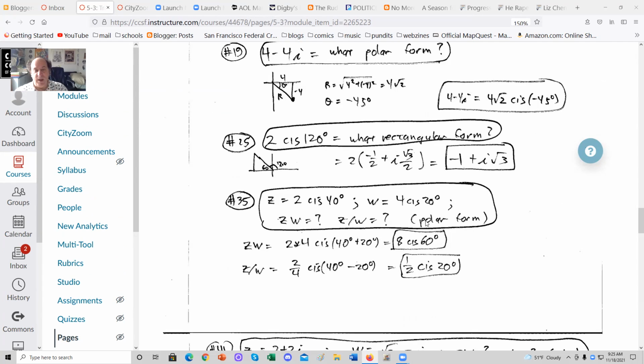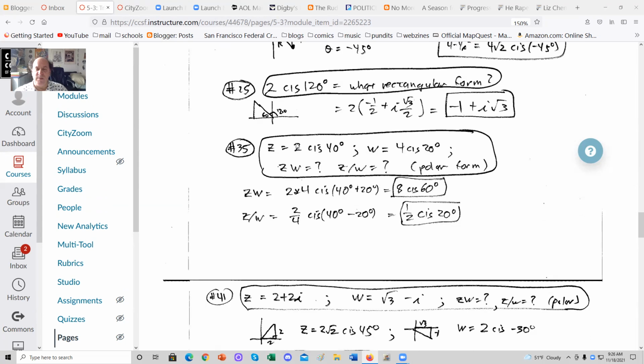2 cis 120. Okay, well, if it's 120 here, we'll turn it to rectangular form. So 120 here means that this supplementary angle is 60. So we have a 30, 60, 90 triangle. Radius diagonal is 2. The near side is a half. The far side is root 3 over 2. So this is negative a half here and positive root 3 over 2. So it would be 2, which is r, times the cis 120 is negative a half plus i root 3 over 2. Multiplying throughout by 2, you get negative 1 plus i root 3, and that is 2 cis 120.